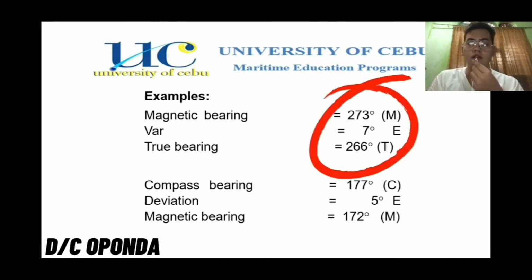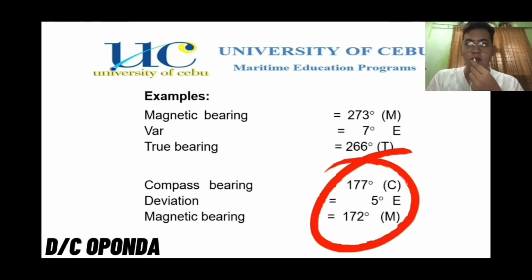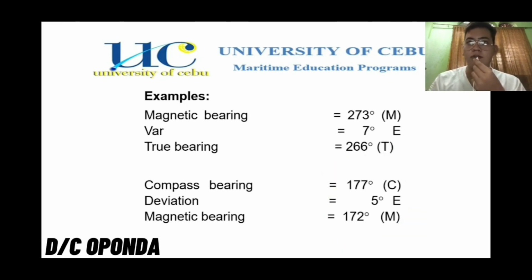For our last example, we have the compass bearing of 177 degrees and a deviation of 5 degrees west. The rule for this one is that in finding the magnetic bearing from the compass bearing, we should subtract west deviation and add east deviation. Since we have west deviation, we should subtract this from the compass bearing, and that's how we get the magnetic bearing of 172 degrees.